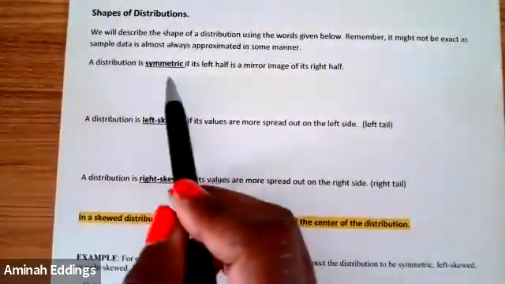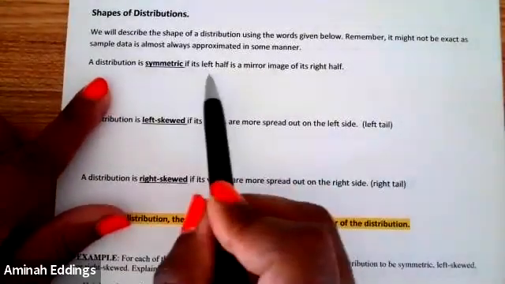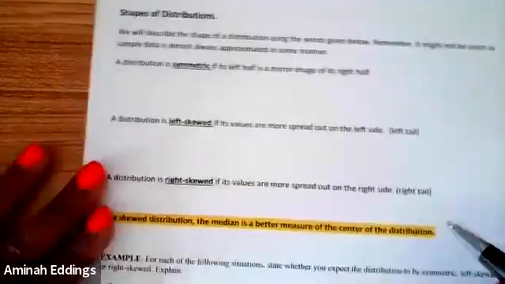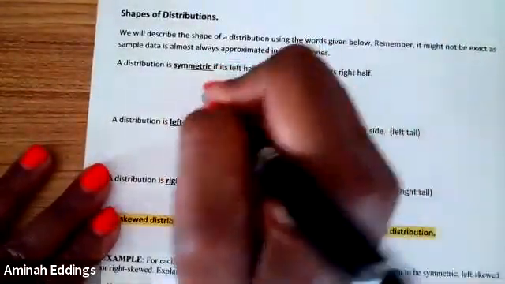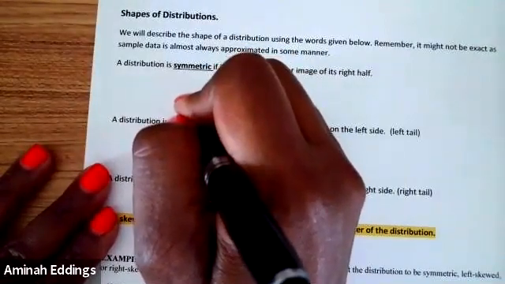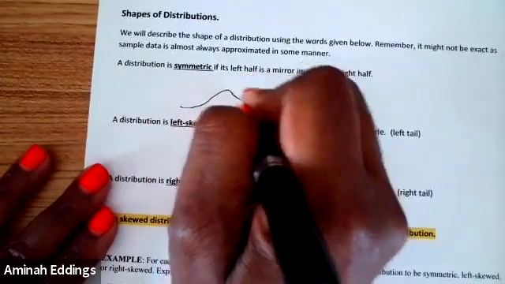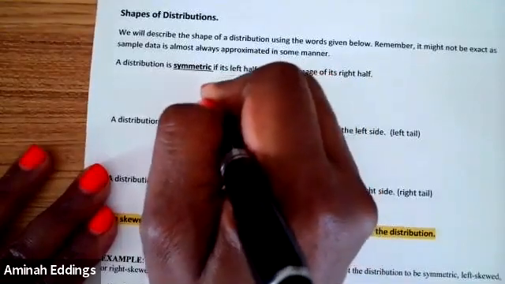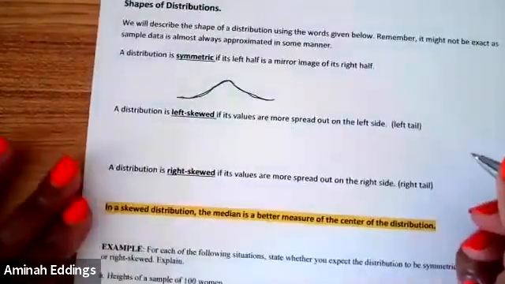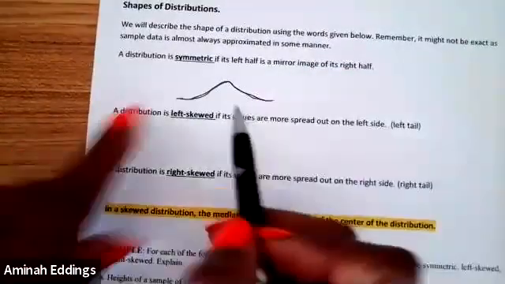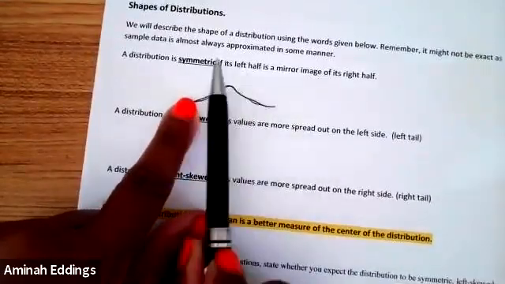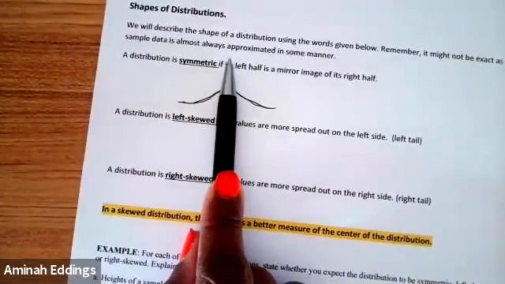So the first one is called symmetric. Symmetric is if the left half is a mirror image of the right half. And I've told you all before, I'm horrible with drawing, but I'm going to try my best here. If you've heard of a bell-shaped curve, that's what symmetric means. So the left half is a mirror image of the right half. That means it is symmetric. That's what this distribution would look like.